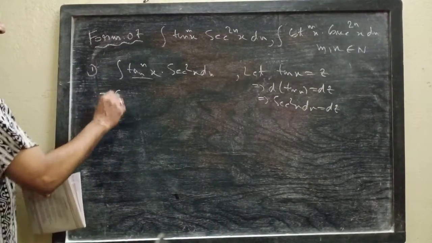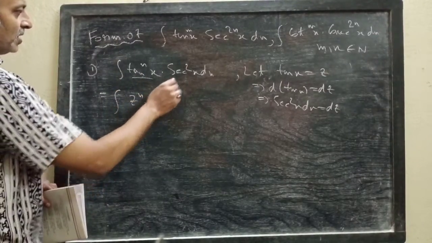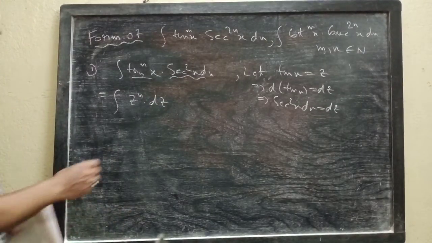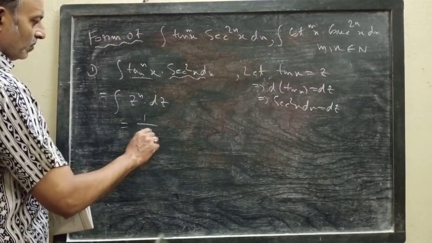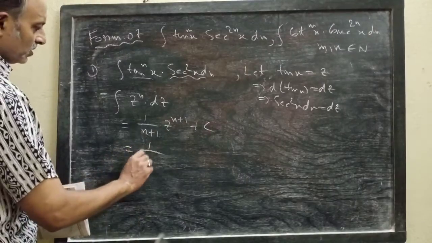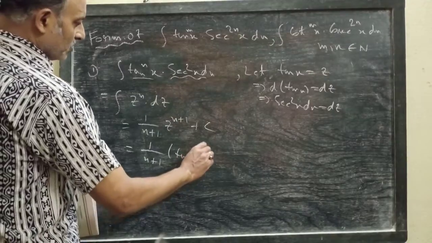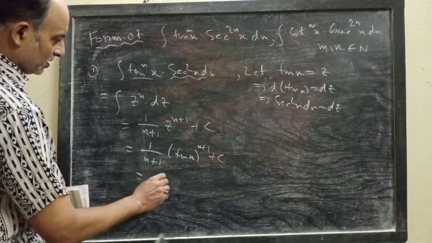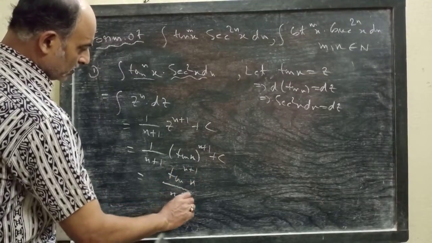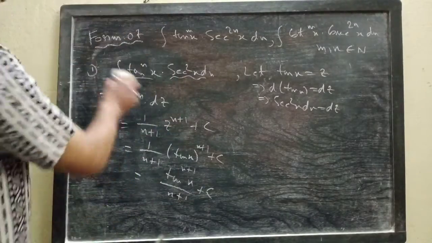So our revised integral becomes, this is tan x to the power n, so we have to write now z to the power n, and this becomes dz. So this ultimately becomes integral of z to the power n dz. So our required integral will be 1 by n plus 1 into z to the power n plus 1 plus c. So our answer will be 1 by n plus 1 tan x to the power n plus 1 plus c, or you can write it in this way also. Plus c. Okay.